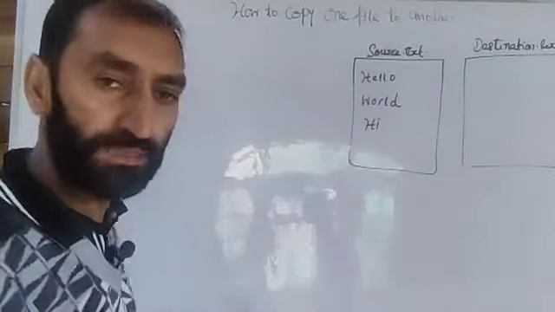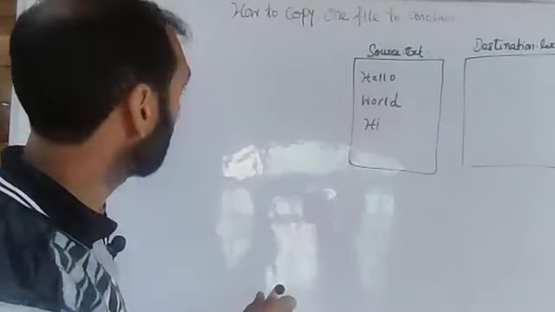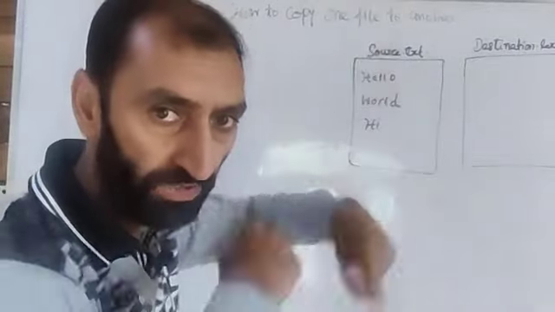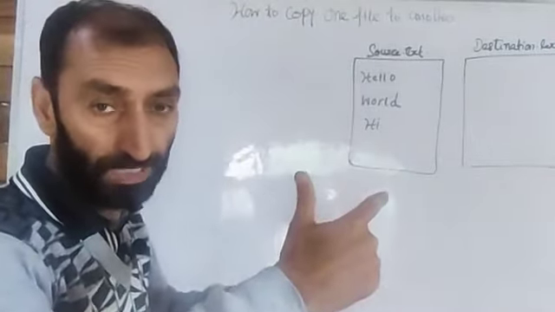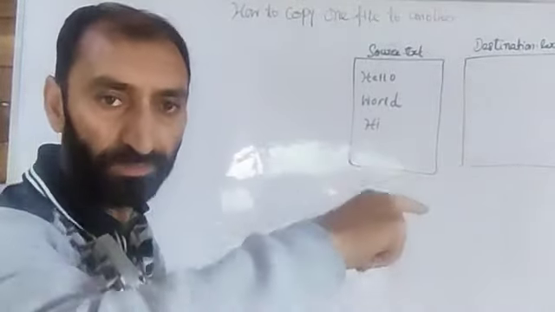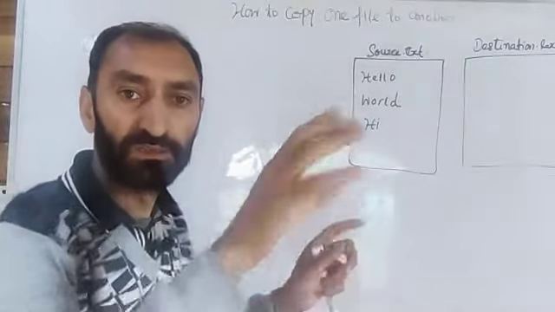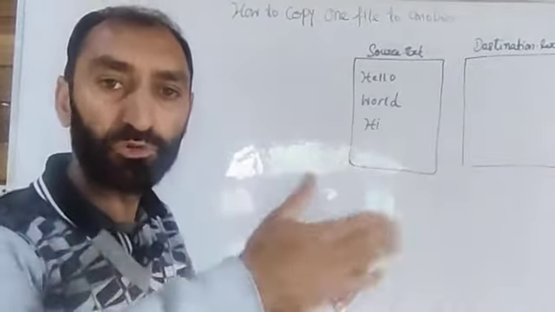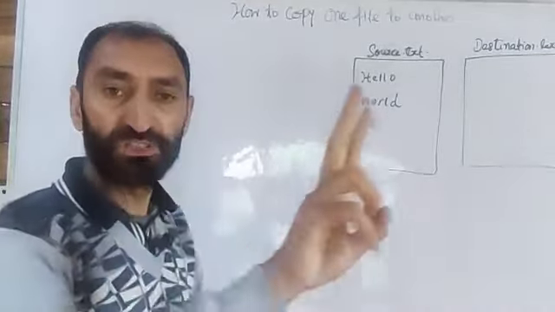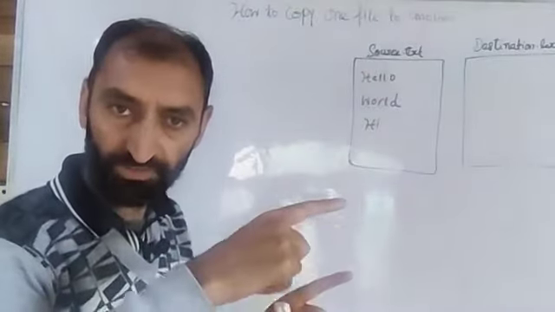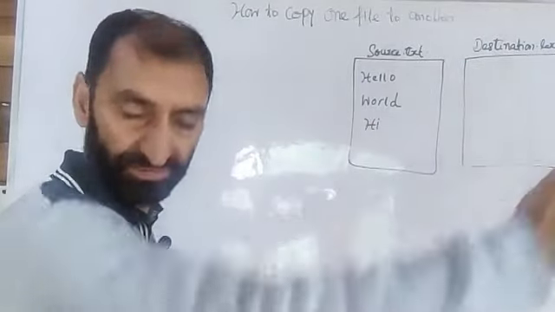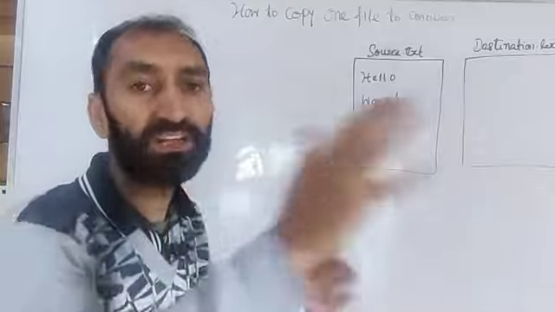In order to write a program, first of all we should know what the question is. The question is how to copy the contents of one file to another file. That means we need two files. First one is the source file whose contents we are going to copy, and second one is the destination file where those contents are going to be written.